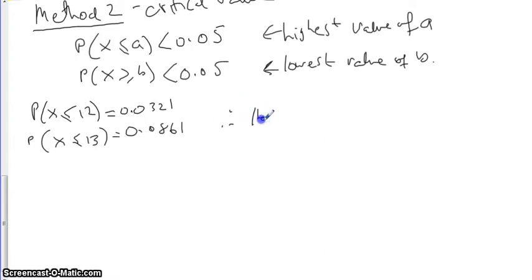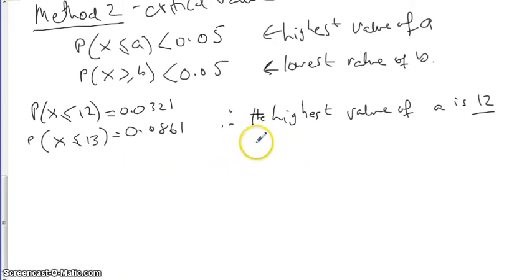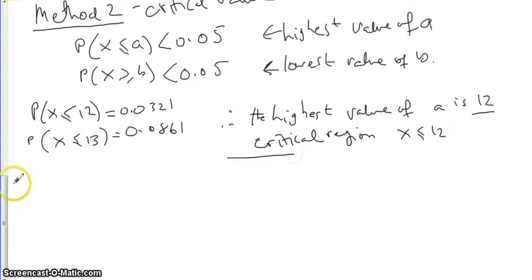Therefore, we can conclude the highest value of a is going to be 12. So anything below there will be our critical region, and so therefore our critical region is when x is less than or equal to 12. What about for the other end, the right hand side?